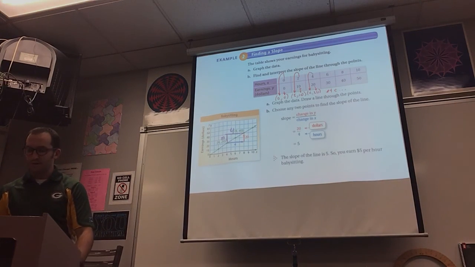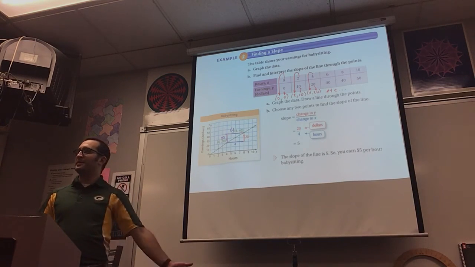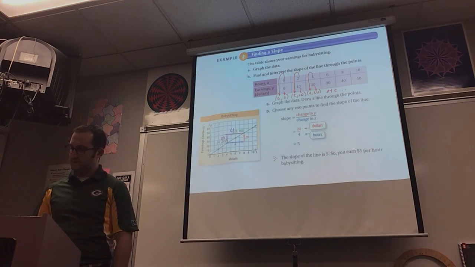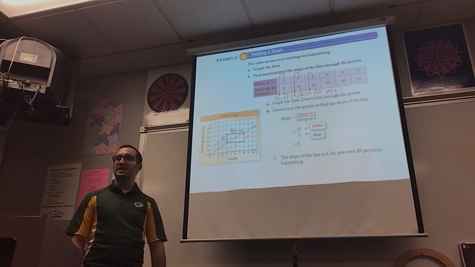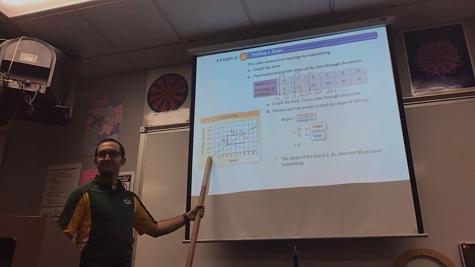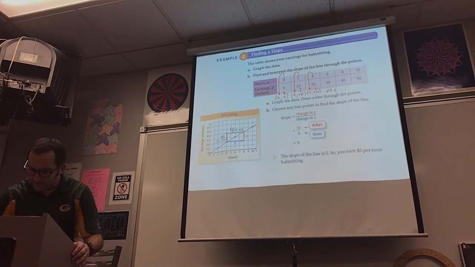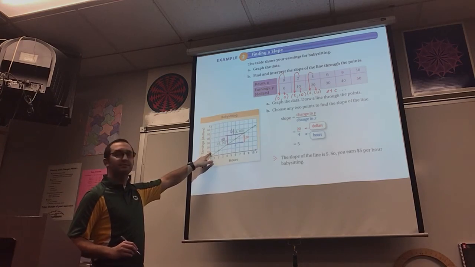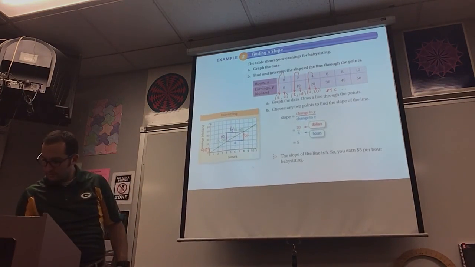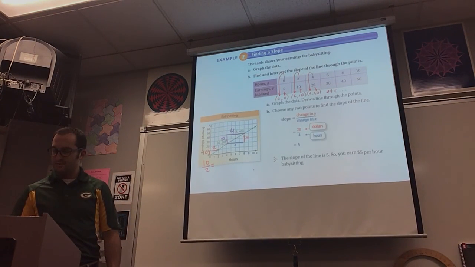Where do you think would be a really easy place to start? Where would be the easiest place to start counting from on this graph? Literally the easiest place. 0. Isn't that the easiest place to start counting from? Okay, so how high do we rise here? 10. How far do we run? 2. So my slope is 10 over 2, which equals 5.